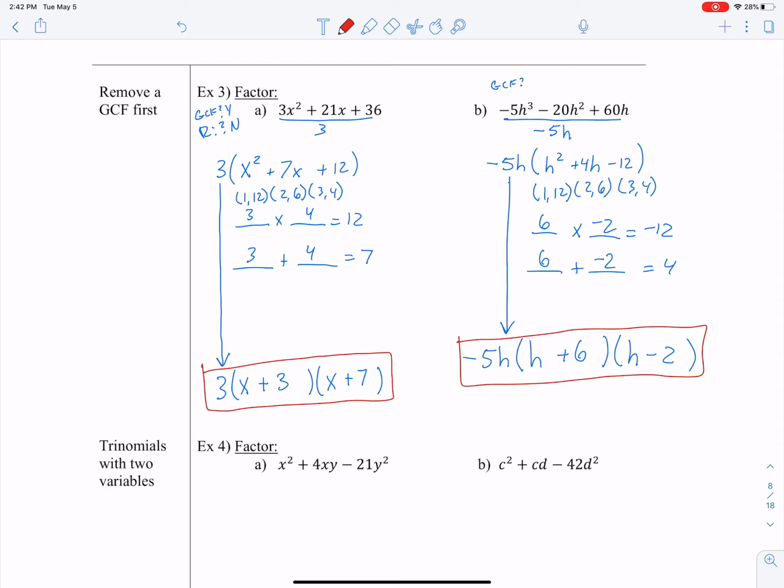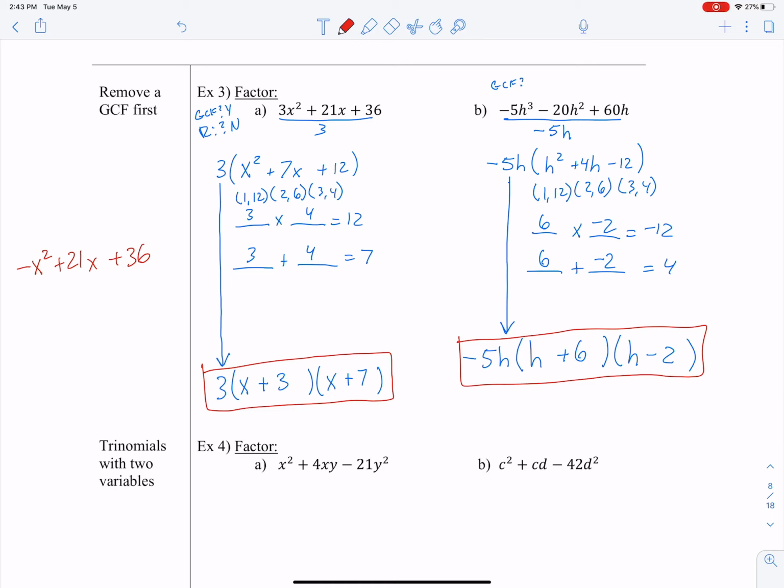Okay. One thing to note, let me write one here on the side. So let's say you had minus x squared plus 21x plus 36. Even if you just have a negative in front of your x squared, you need to remove that as a greatest common factor. You can't even have a negative only remaining here. That needs to come out.